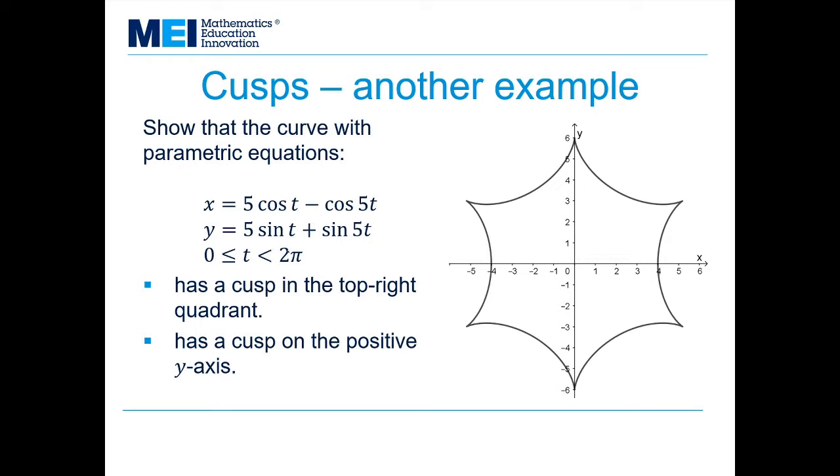Now, we already worked out the derivative of this because we were invited to show where it had a vertical tangent. We're now being invited to show that it has a cusp in the top right quadrant and a cusp on the positive x-axis. When we looked at the derivative for this, we found that interesting things were happening at the point where t equals pi by 6, and also at the point where t equals pi by 2. Let's have a look in GeoGebra and see what we can find out about what's happening at these points.